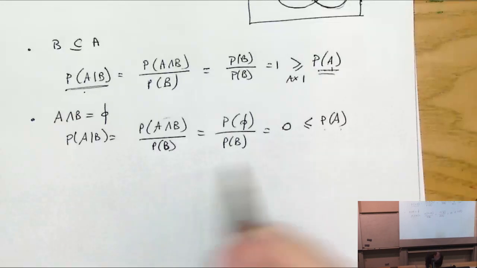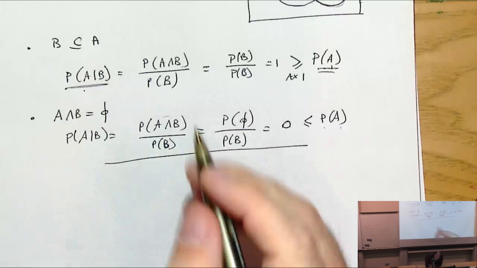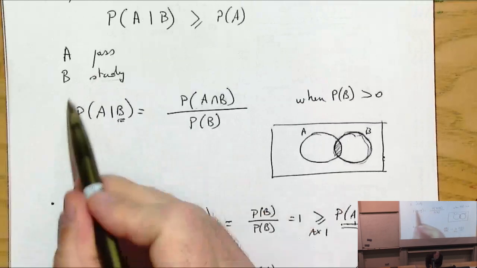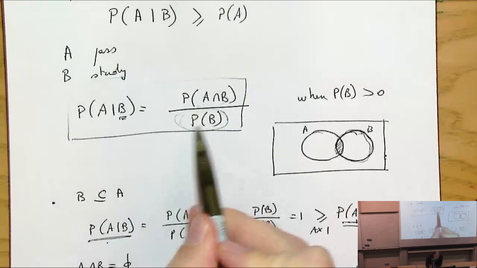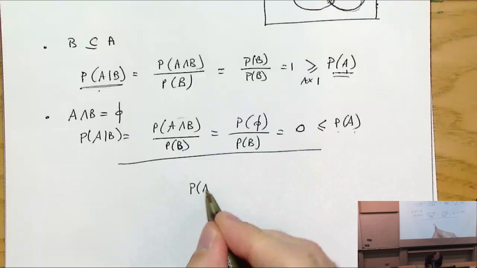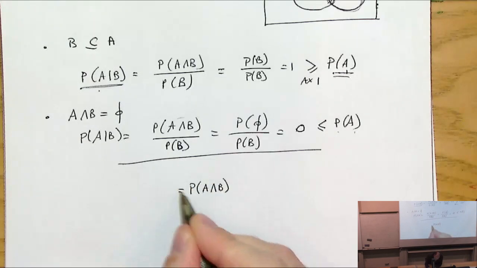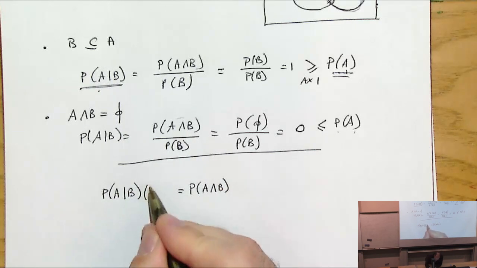So let's write this slightly differently. Let's take this relationship that we have here, and let's bring P of B to the other side. Right? So I can write P of A intersection B. This is equal to P of A given B multiplied by P of B.